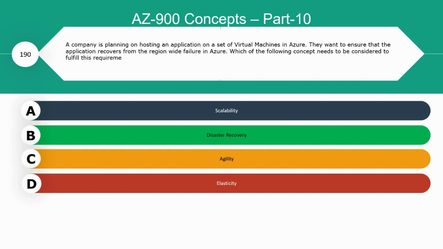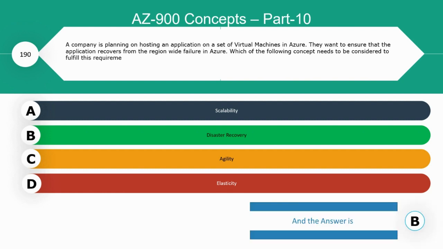Next question, a company is planning on hosting an application on a set of virtual machines in Azure. They want to ensure that the application recovers from a region-wide failure in Azure. Which of the following concepts need to be considered to fulfill this requirement? Option A is scalability, option B disaster recovery, option C agility, option D elasticity. The right answer for this question is option B. The reason is disaster recovery is the recovery of a service after a failure. For example, restoring a virtual machine service from backup after a virtual machine failure. That's an example of disaster recovery.